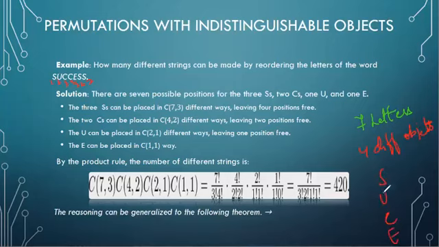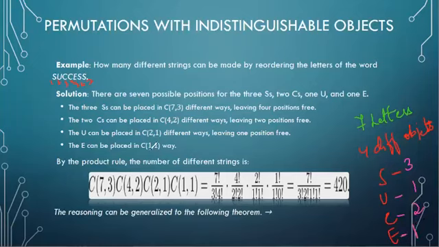There are 3 S in the word success. How many U's are there? There is only 1 U. For C, there are 2 C's in the word success. So we have 2 objects of type C and only 1 E.